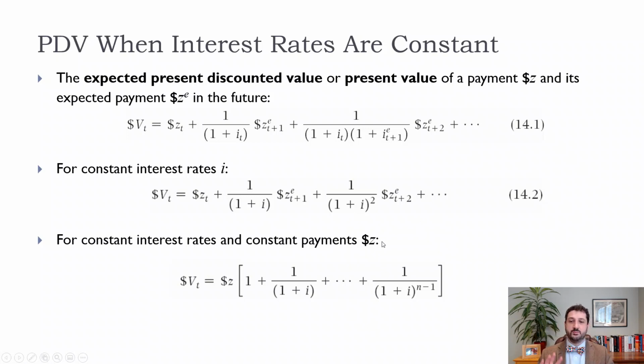And then if we have constant payments, which a lot of bonds do, they'll have regular coupon payments every quarter or every year, so that the $Z is the same, then we can factor that out. Now our present discounted value, $V_t, is equal to $Z, that's what you're getting every year, times 1 plus 1 over 1 plus i, plus 1 over 1 plus i squared, plus etc., up to 1 over 1 plus i to the n minus 1, assuming n is the number of years where we get the payments. And it's n minus 1 just because we're counting the first payment as a year.